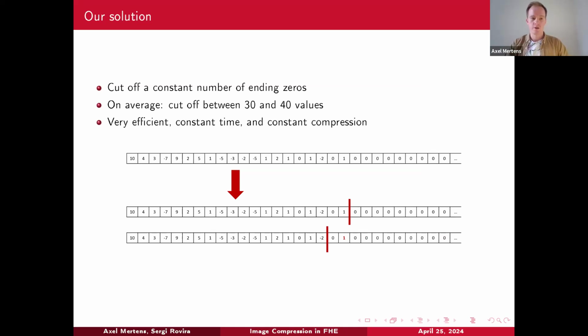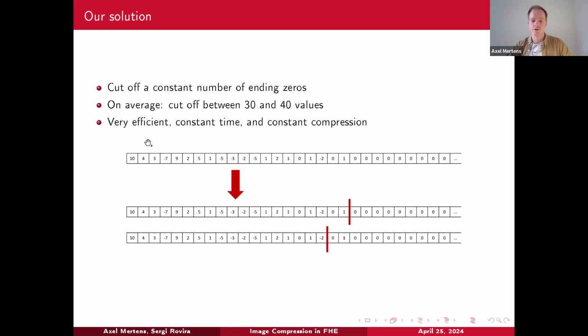So which solution do we propose for this encoding? We just cut off a constant number of ending zeros. On average, we found that we can cut off between 30 and 40 values out of 64 because a block has 64 pixels.